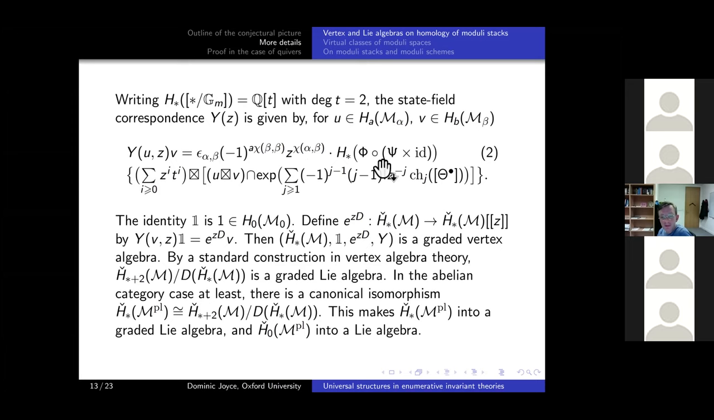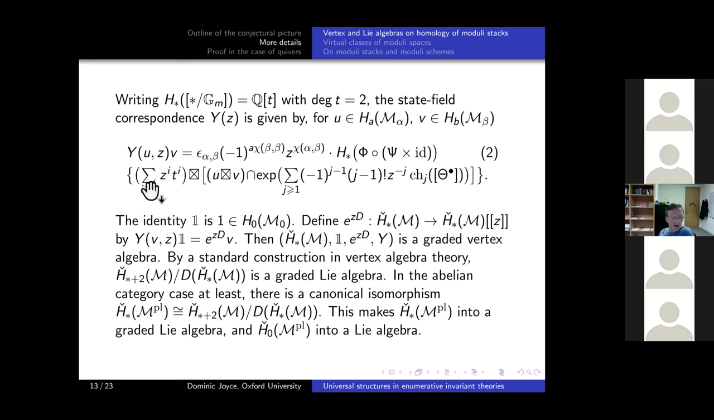So this is mapping point mod GM cross M cross M. Here I'm taking the Chern character of, that's basically the Ext complex on M cross M. We do something weird to it. We sum it over here with a negative power of Z and some numbers, and take the exponential of that. We take the cap product of that with U tensor V. This is in the homology of M cross M. The T to the i here are the generators of the homology of point mod GM in dimension 2i. We take that sum.